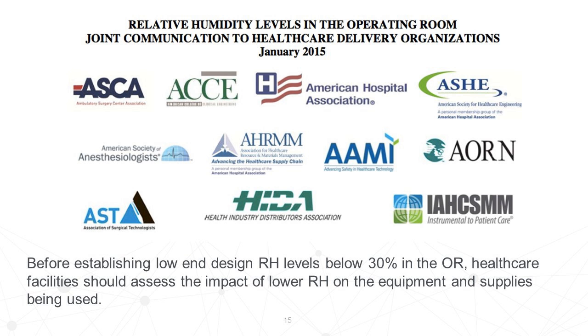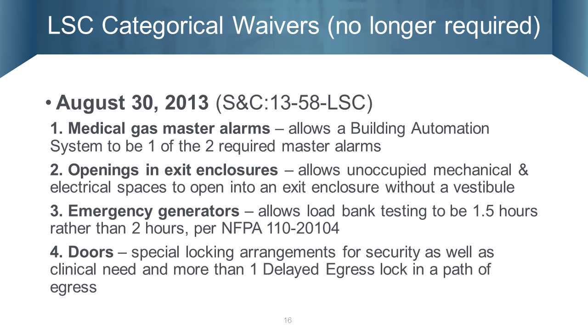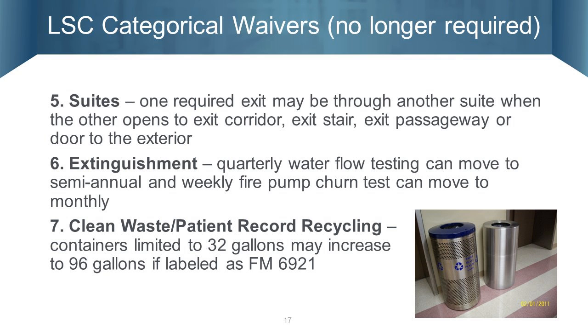Okay, and here's where that came from. January 2015, you can Google, I think, this document if you want to read it in detail, but it recommends that facilities assess the impact of that lower relative humidity. Okay, the other 7 items that were part of a categorical waiver that came out in August of 2013, you can see here very quickly, these are now code. You no longer need the categorical waiver for these. And here's the last 3.